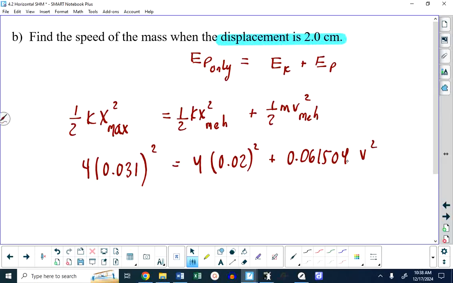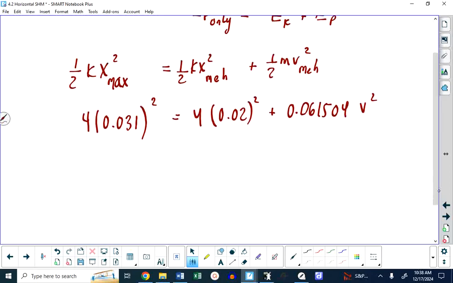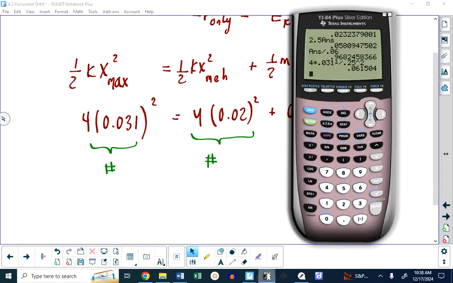So kx squared equals kx squared plus mv squared. You should know how to solve this, but just bear in mind that this is just a number. This is just some number. So you have to subtract the two numbers and then divide by the mass and then take the square root. Four times 0.031 squared minus 4 times 0.02 squared. By the way, this is not the kinetic energy because we got rid of the halves. If I were to multiply this by half, that's the kinetic energy.